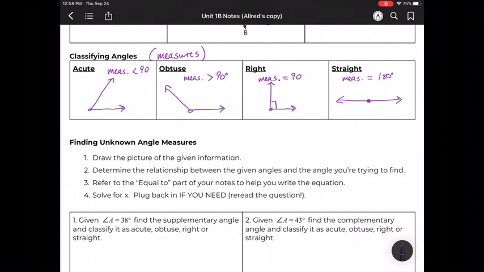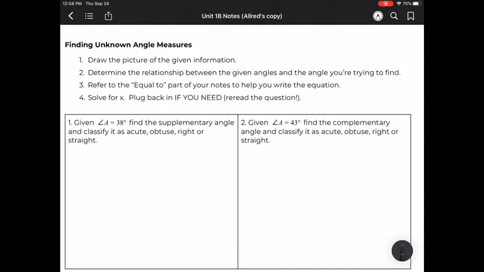All right. So as we move forward, we are going to work on some problems where we're supposed to find an unknown angle measure. And so for these problems, these steps here are very important. You'll be given some information, and the first thing you need to do is draw the picture of the given information, then determine the relationship between those given angles. So one of these angle relationships we've just talked about, we're going to have to use that. And so I'm going to actually have you write that every time we set up a problem. You're going to do step 2, and you're going to write the angle relationship.